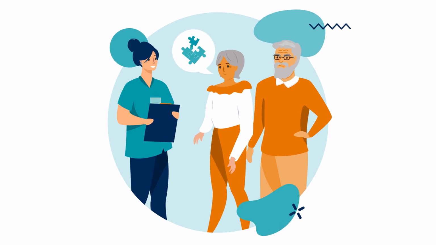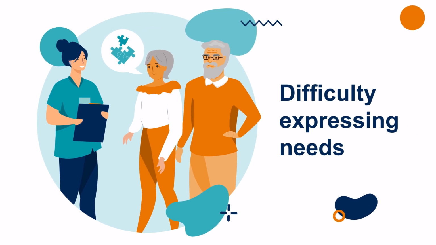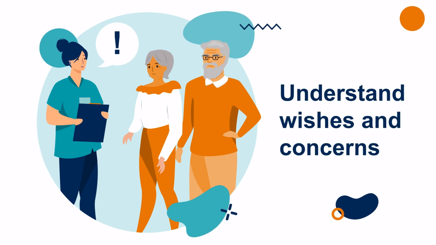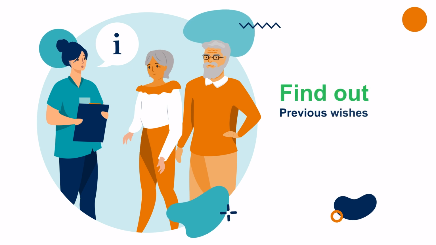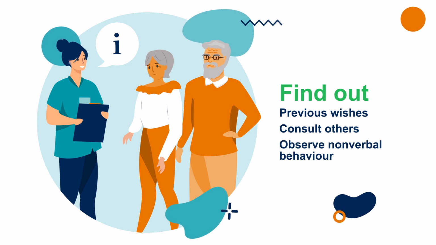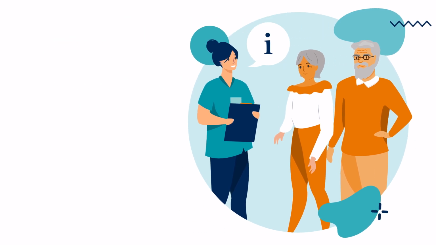We know that people with dementia may not always recognise some of the problems they experience, or may have difficulties expressing concerns or needs. Whenever possible, try to understand the person's wishes and concerns. For example, find out about any previously expressed wishes, consult others who may know them well, and observe for any non-verbal behaviour that may indicate pain, discomfort, preferences or dislikes, for example.